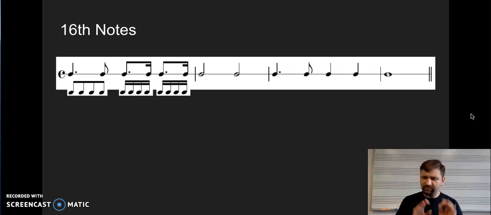Good, and if you need to do something physical, to tap out on your hand or your knee to keep track of those 16th notes, I highly recommend it so you don't lose track of them on the dotted eighth notes.